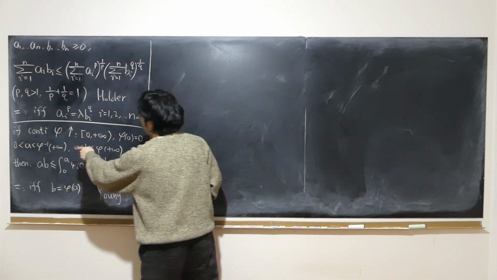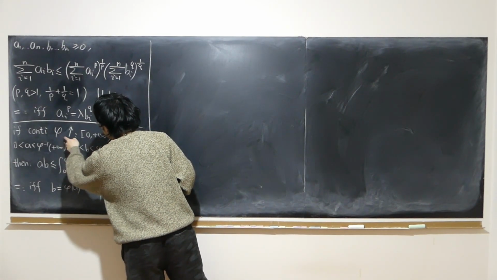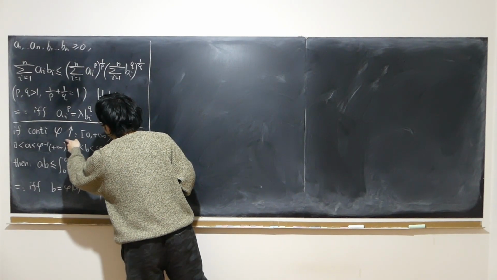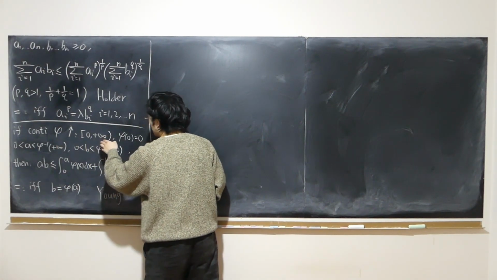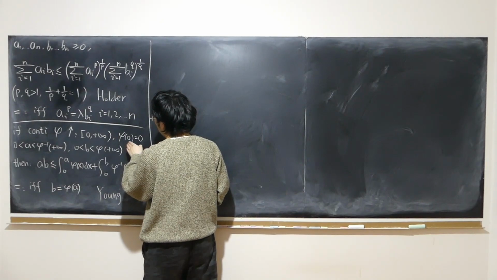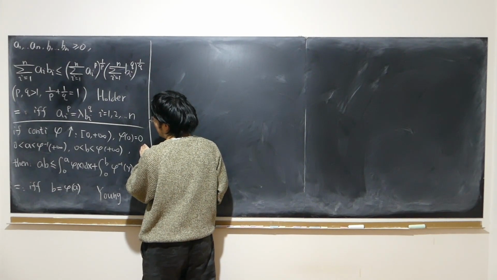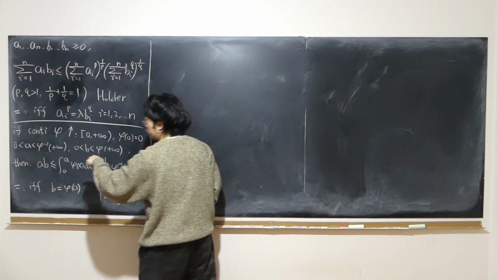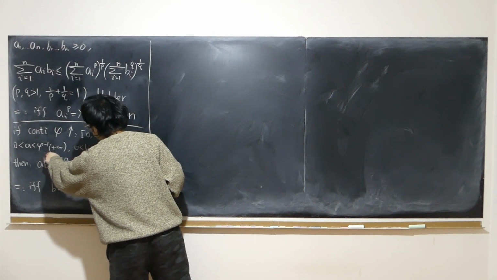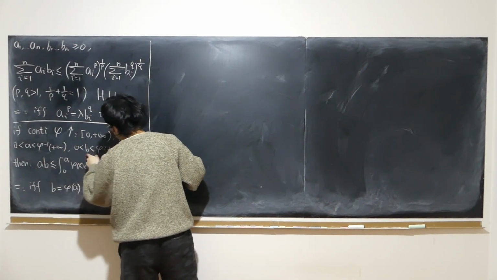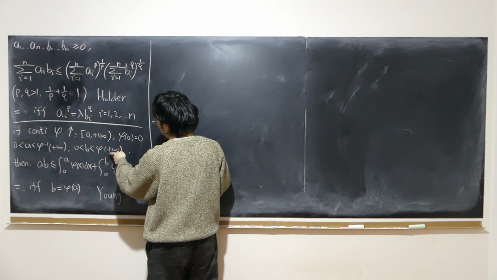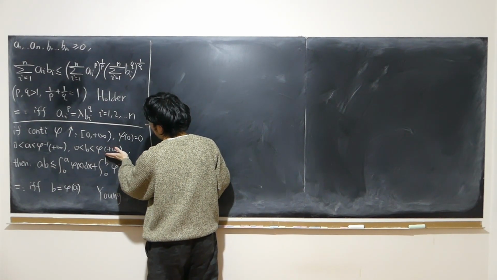So it says that if we have a function phi that is monotonically increasing and continuous over this interval, and if phi of 0 is equal to 0, then of course we have to restrict a and b, for example b less than phi of infinity. I'll explain the meaning of this.